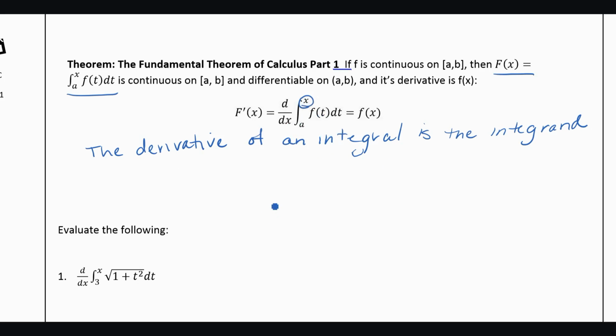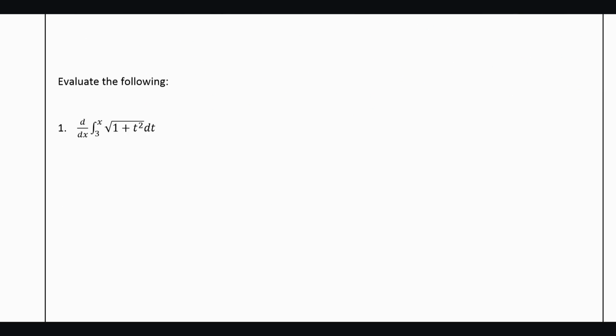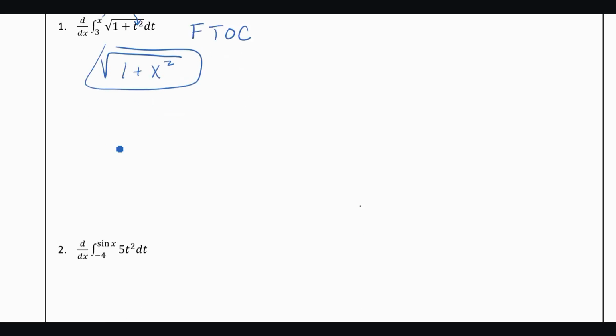Now we will have to see that sometimes we'll use the chain rule. So here's how we're going to do this. It says evaluate the following: the derivative of the integral from 3 to x of the square root of 1 plus t squared. Well, by the fundamental theorem of calculus, part 1, we just have to plug in x for t. So our answer is the square root of 1 plus x squared. You can kind of think that the derivative and the integral cancel each other out. Okay?